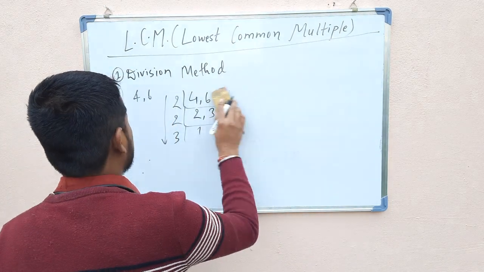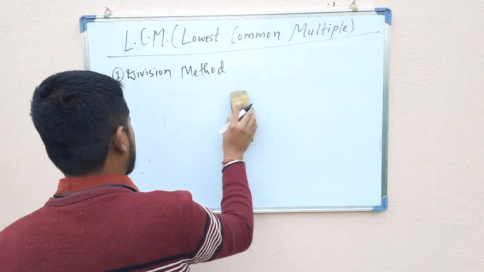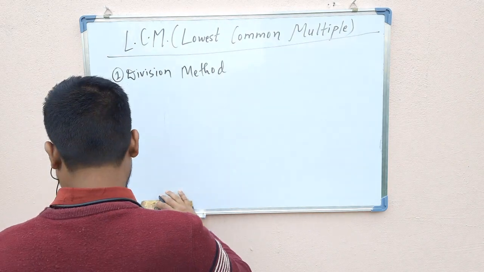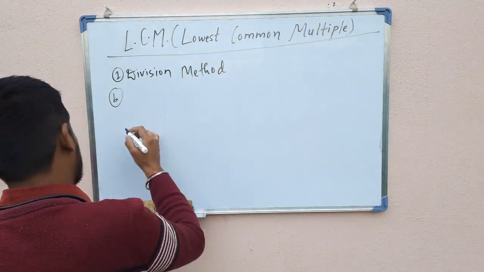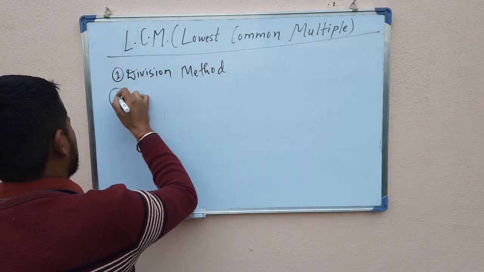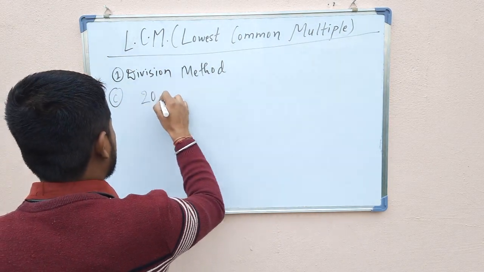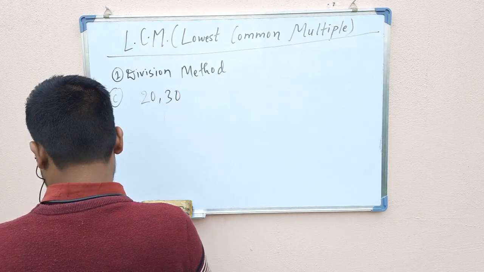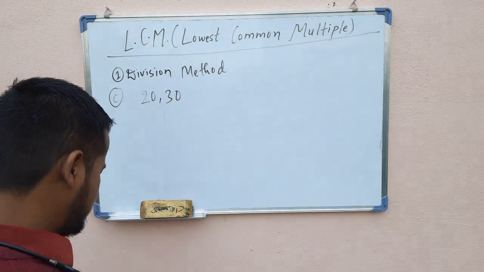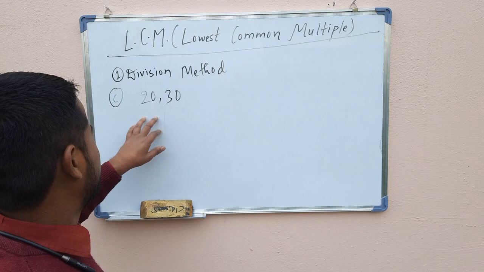Okay, I will do more questions so that you will be very clear, because in one question you will not be clear. Okay. Now see the numbers 20 and 30. Now you should find the LCM of these.